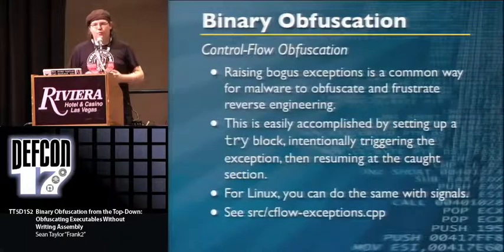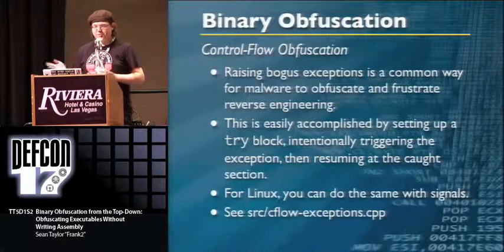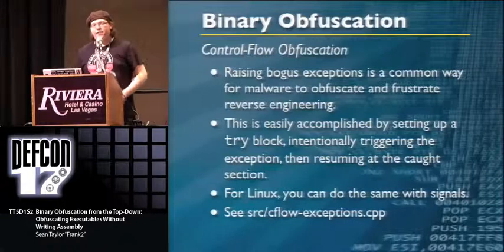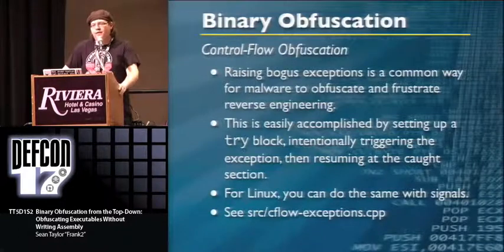Raising bogus exceptions is one of those cases where anti-debug crosses over with obfuscation, because what you can do is add a whole bunch of junk data into your code again, that will add a whole bunch more red herrings. And this is very easily accomplished. You set up a try block, and then you execute a bogus exception, for example, a divide by zero exception. You can do the same thing with signals in Linux, raising a bogus SIGHUP or things like that, or just any sort of general signal.